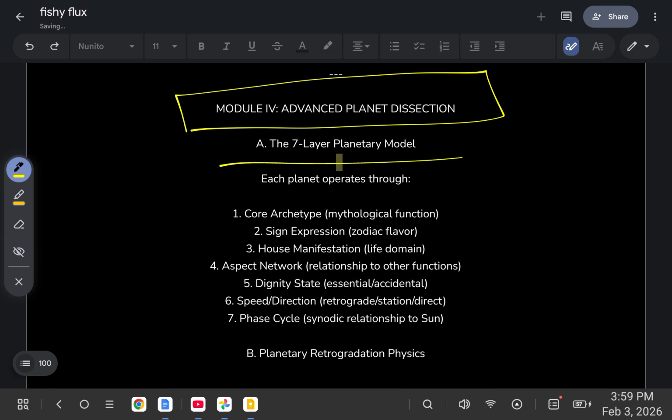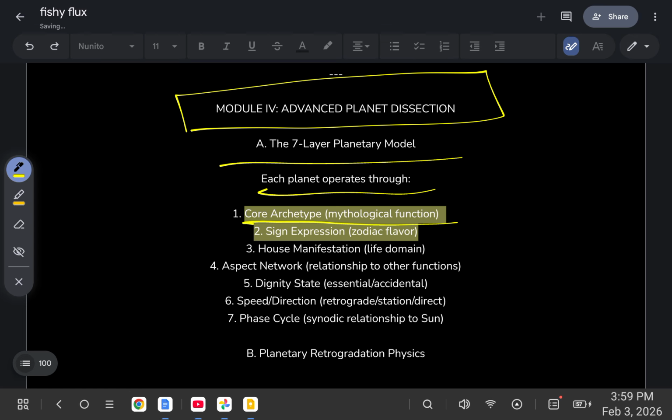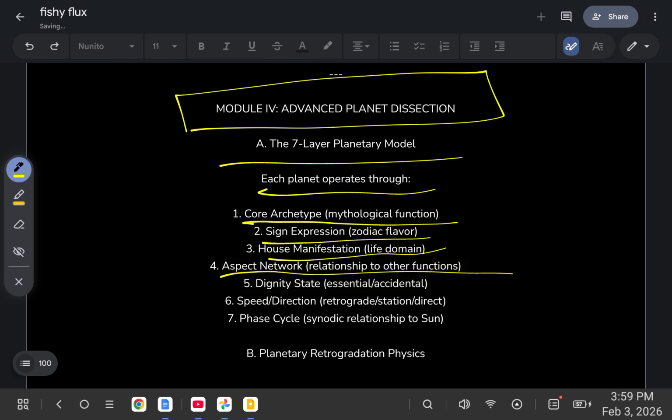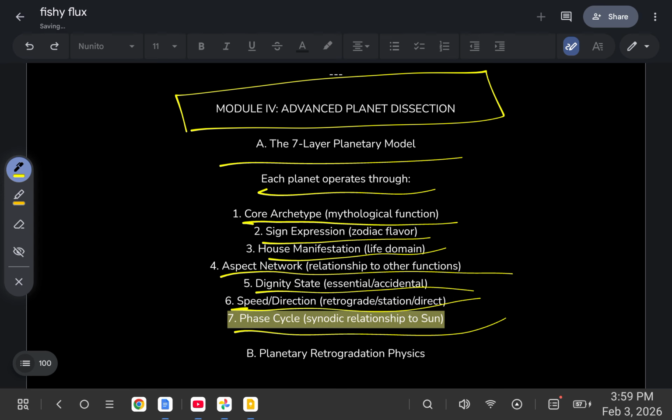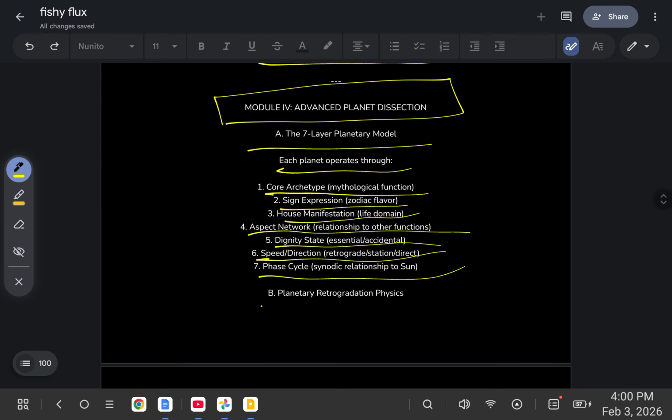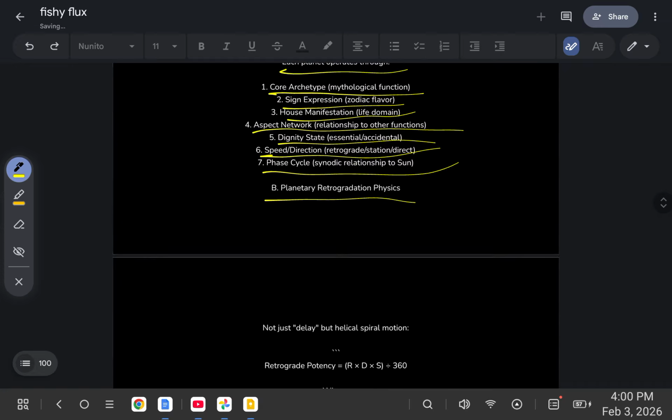Using the 7-layer planetary model, each planet operates through core archetype, mythological function, sign expression, zodiac flavor, house manifestation, life domain, aspect network, relationship to other functions, dignity state, essential, accidental, speed, direction, retrograde, station, direct, and phase cycle, synodic relationship to the Sun. And here's our planetary retrogradation physics.